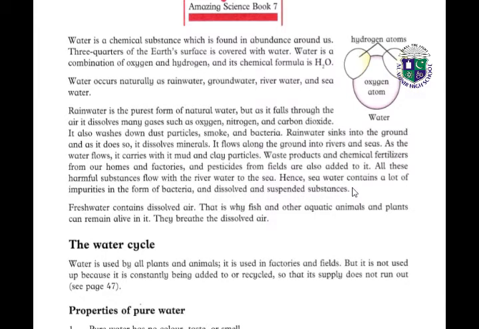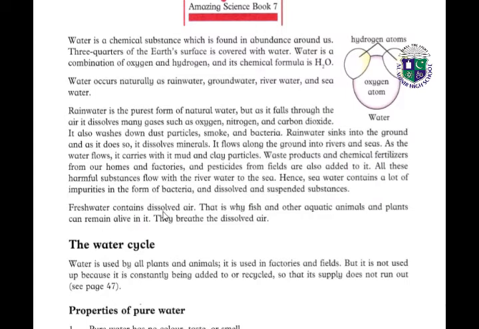So this is all about the rainwater from our air, then it sinks into the ground, and then it flows into the river and sea, and it mixes with other substances like chemical fertilizers, different gases, dust particles, smoke and bacteria. All these things are dissolved in the rainwater, or they flow with the rainwater.